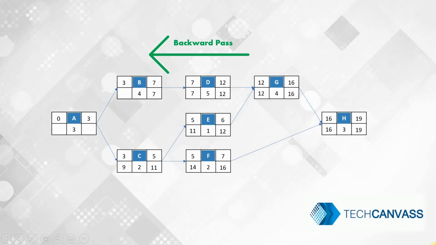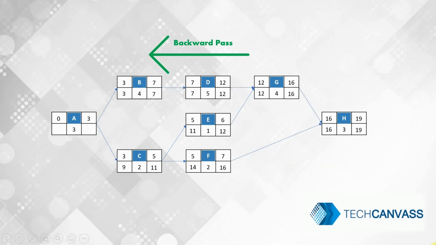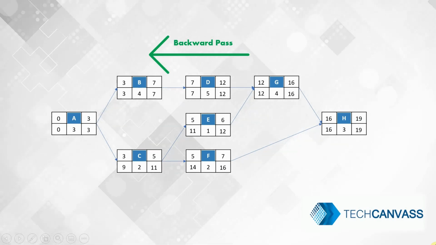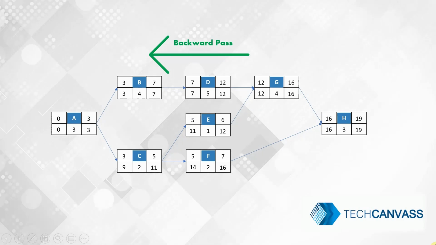For activity B, the late finish is 7 and the late start is 3. Finally, for activity A, you have a late finish of 3 and a late start of 0.